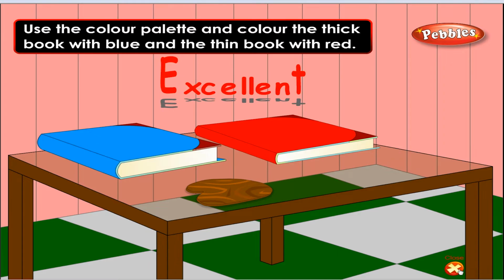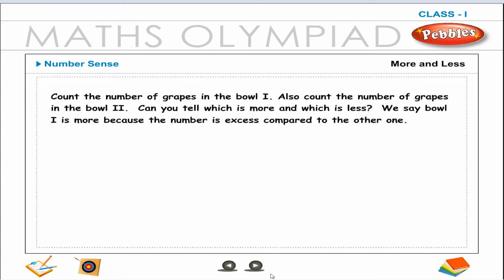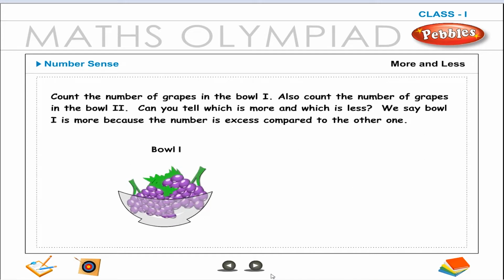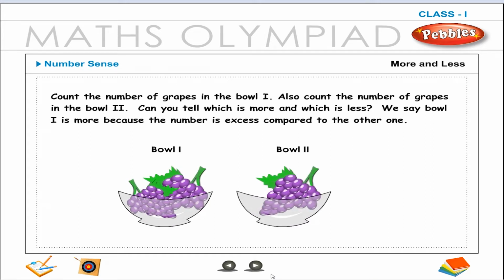Excellent. More and less. Count the number of grapes in bowl 1. Now, count the number of grapes in bowl 2. Can you tell which is more and which is less? We say there are more grapes in bowl 1 because they are in excess compared to the grapes in the second bowl.